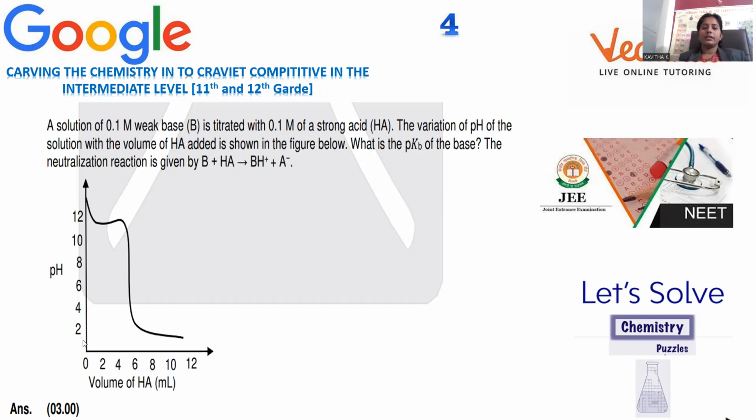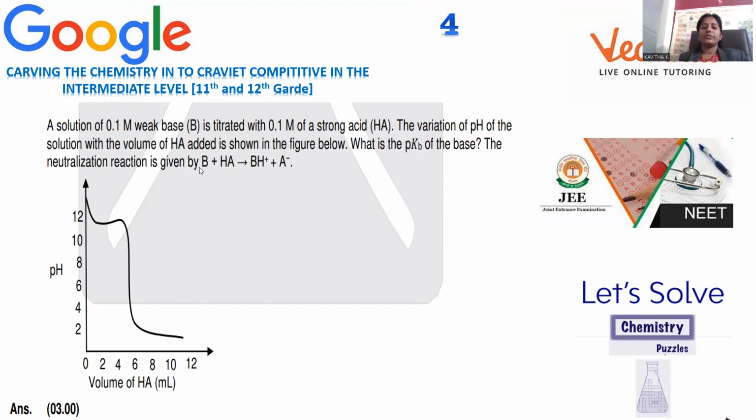It is a kind of analytical chemistry part, and moreover volumetry part. It will be a solution of 0.1 molar weak base, B for base, titrated against a 0.1 molar strong acid. HA denotes a strong acid over here. The variation of the pH of the solution with the volume of HA added is shown in the graph over here. What is the pKb value of the base? pKb value to be determined.